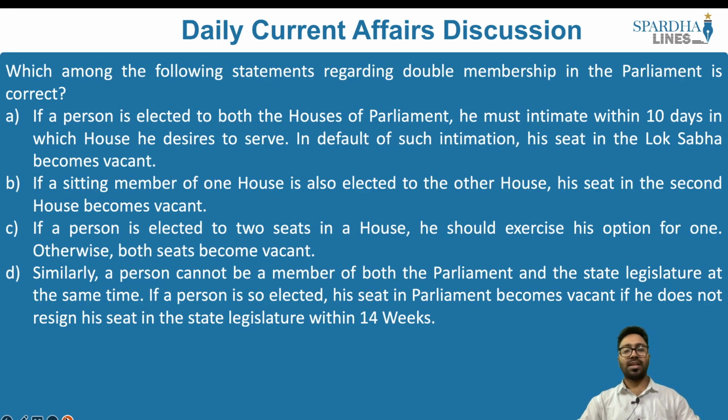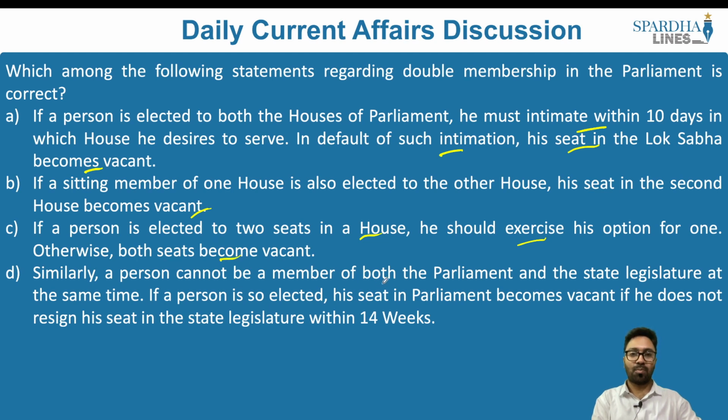Which among the following statements regarding double membership in the parliament is correct? If a person is elected to both houses of the parliament, he must intimate within 10 days in which house he desires to serve. In default of such intimation, his seat in the Lok Sabha becomes vacant. If a sitting member of the house is also elected to the other house, his seat in the second house becomes vacant. If a person is elected to 2 seats in a house, he should exercise his option for 1. Otherwise, both seats become vacant.